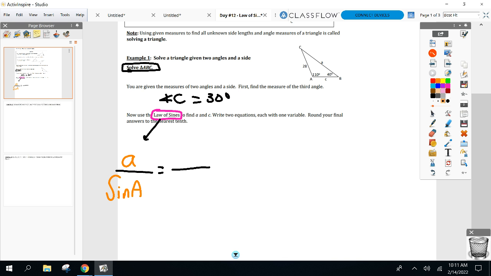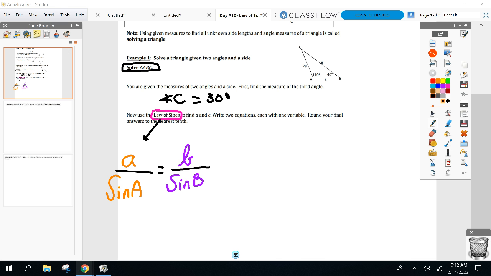This ratio is the same exact ratio as if you pick another side in the triangle, I'll call it side b, and put it over the sine of its angle, angle B. Those ratios are the same, so I can set them equal. This is the law of sines. Side over the sine of the angle, pick another side and put it over the sine of its angle. Law of sines. All right, let's use it now.